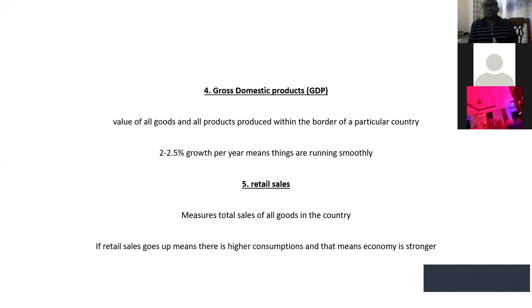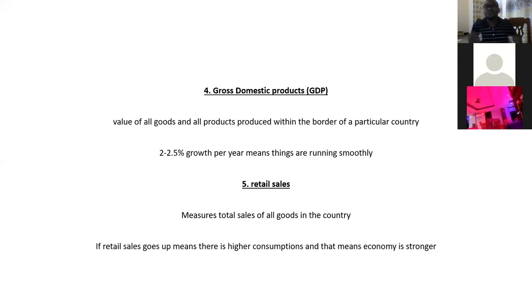Inflation. Let's talk about the gross domestic product. What is it? Gross domestic product measures the value of all goods and all products produced within the border of a particular country. So growth of 2 to 2.5% per year means things are running smoothly. So when GDP is growing at about 2 to 2.5% per year, things are running smoothly in that country, and therefore the stronger the currency of that respective country.